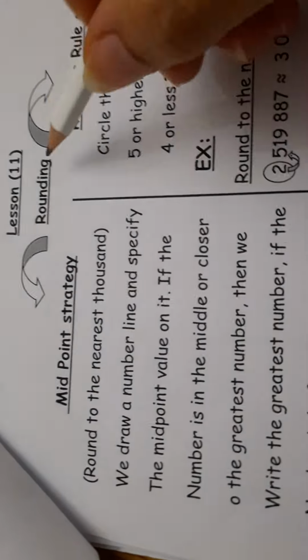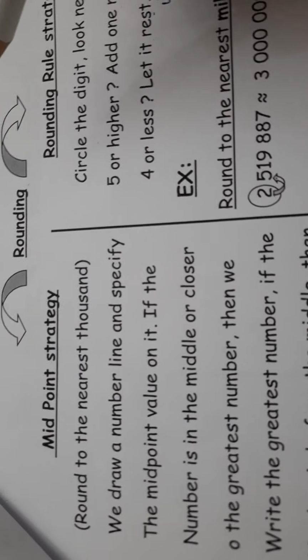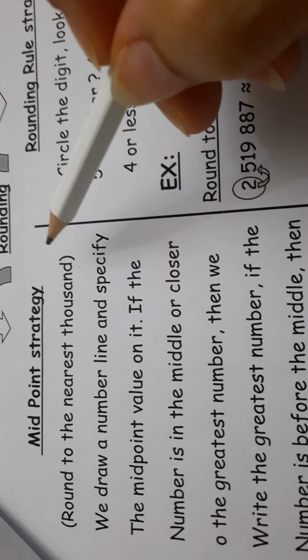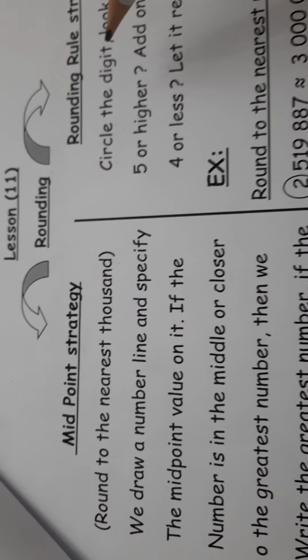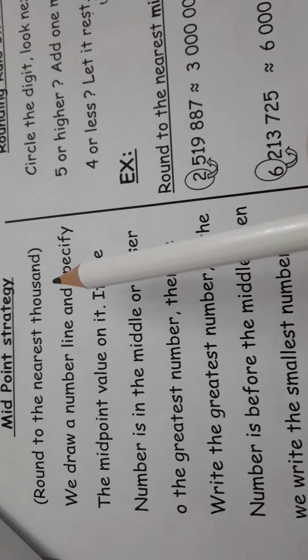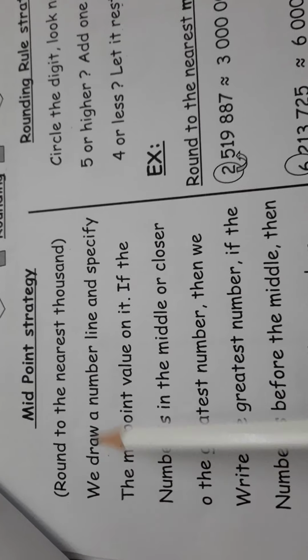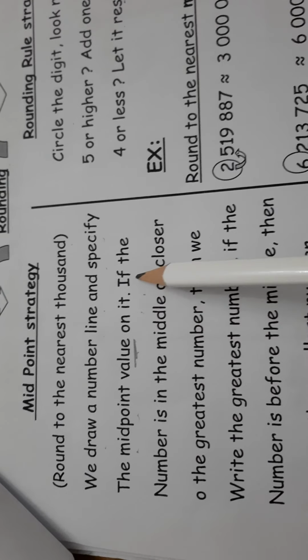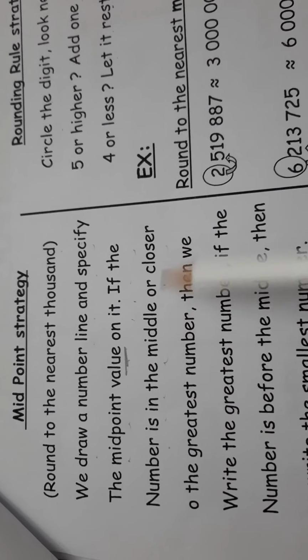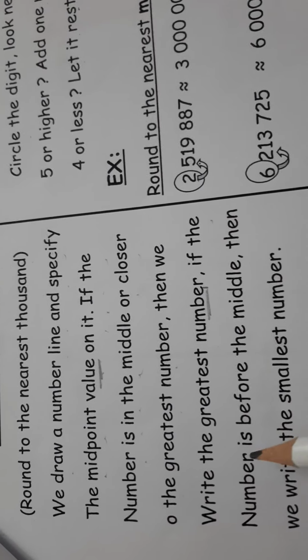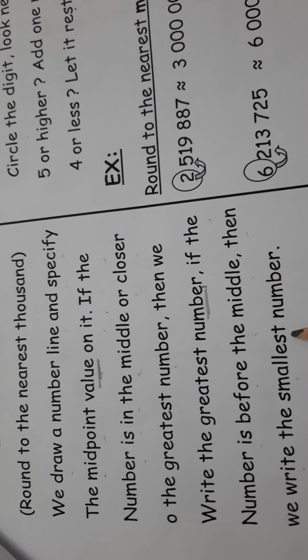We're going to talk about rounding. I have 2 strategies for rounding: the midpoint rounding strategy and the rounding rule strategy. Round to the nearest thousand. We draw a number line and specify the midpoint value on it. If the number is in the middle or closer to the greater number, then we write the greater number. If the number is before the middle, then we write the smaller.